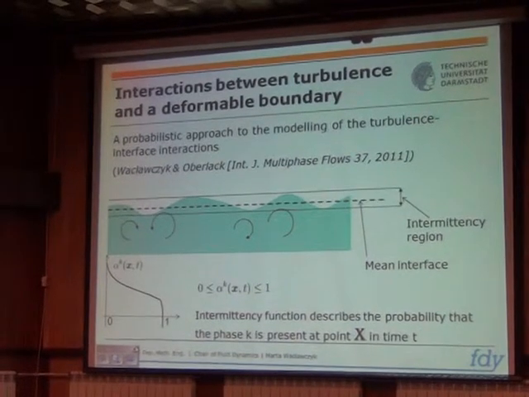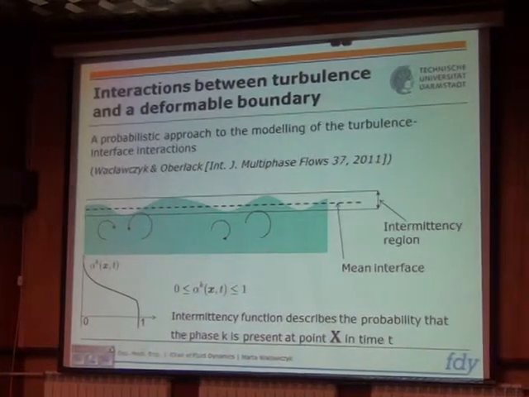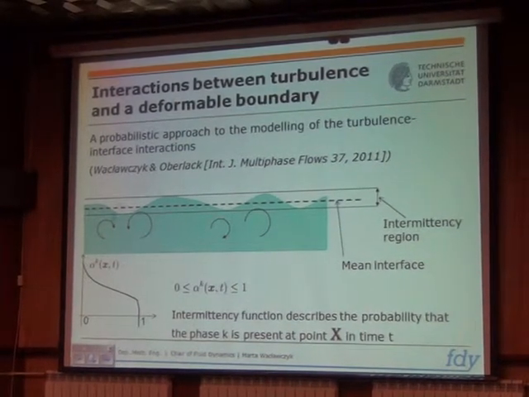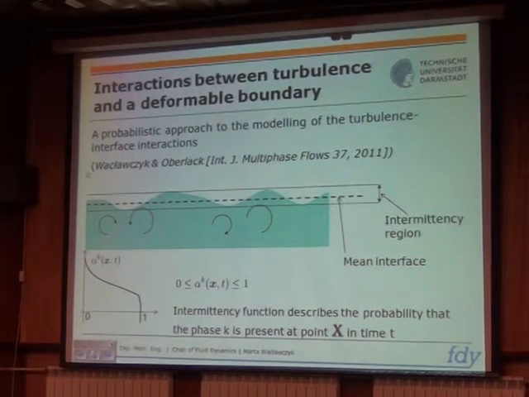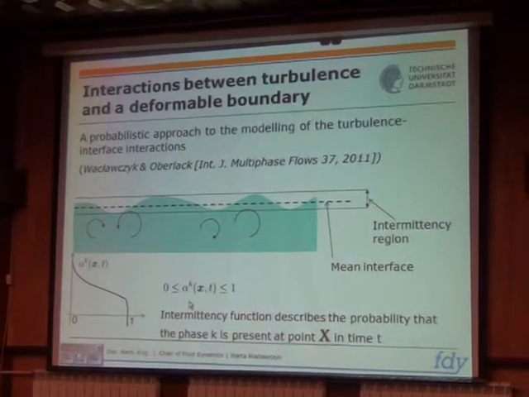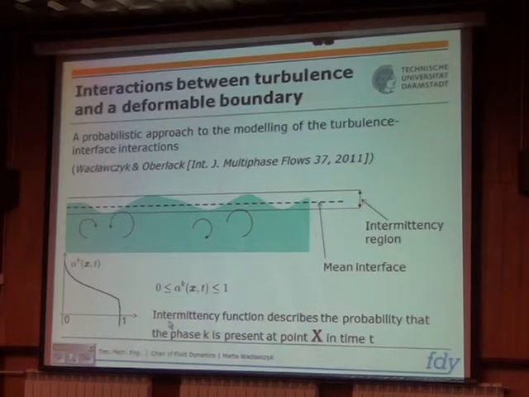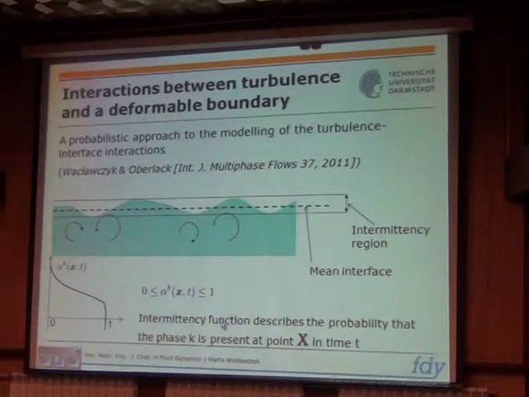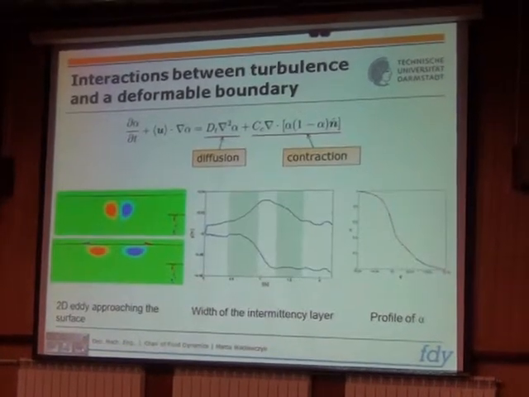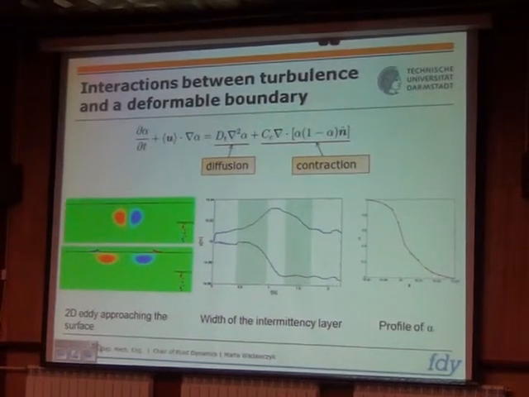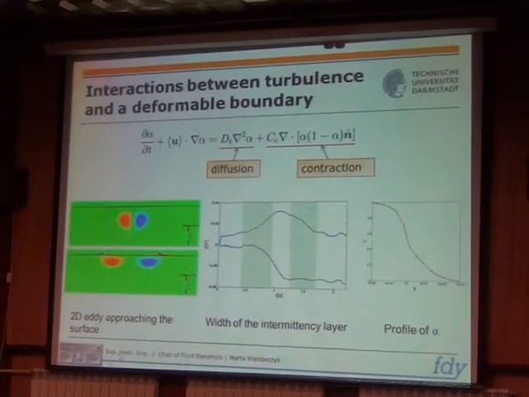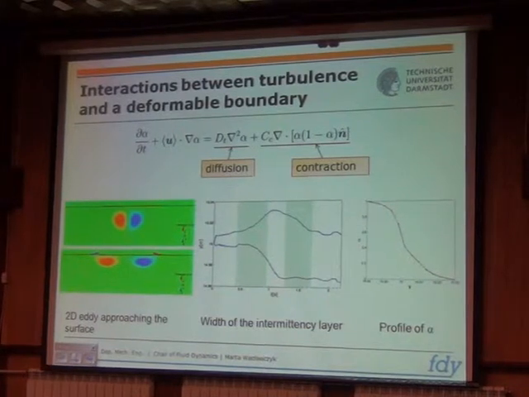I only shortly mention the second area of research, which is connected with the interaction between turbulence and the electromagnetic boundary, where in most of the approaches only the mean position of the interface is considered. In this approach, we try to describe the position of the interface by an intermittency function, which describes the probability that the phase k is present at a given point in time t. And we proposed a model for this intermittency function. This is now ongoing research under the PhD grant.